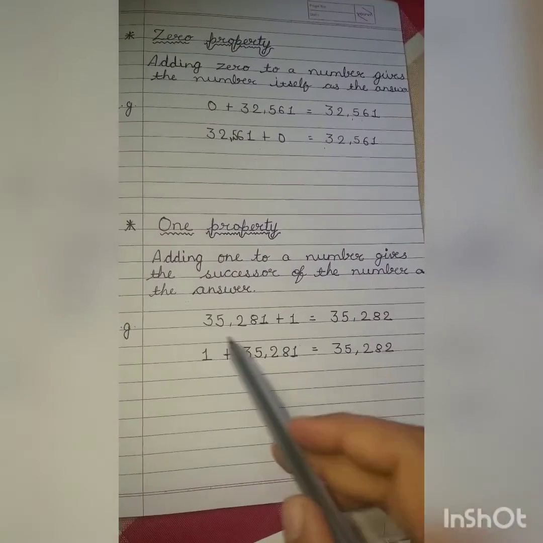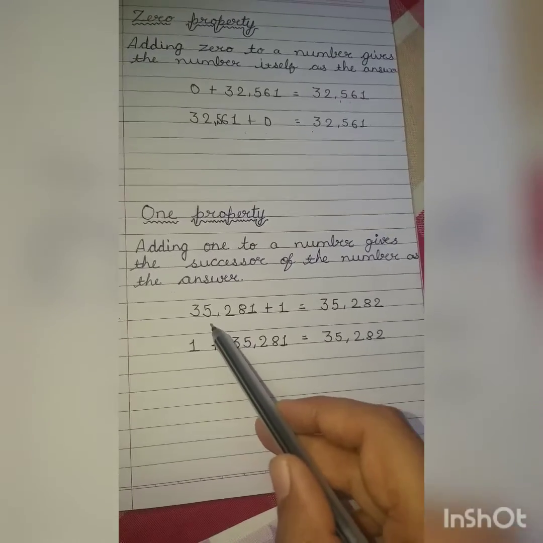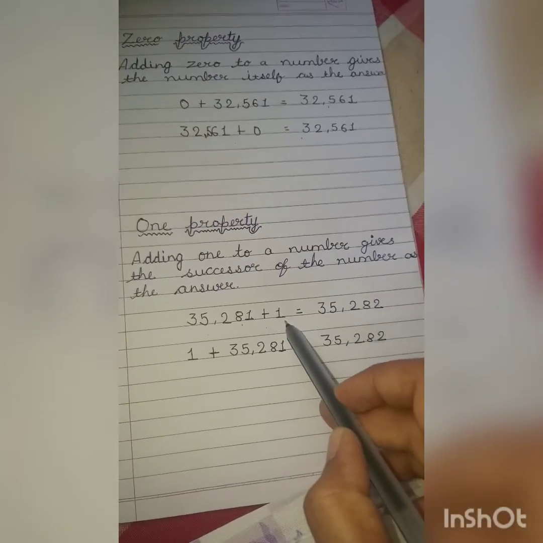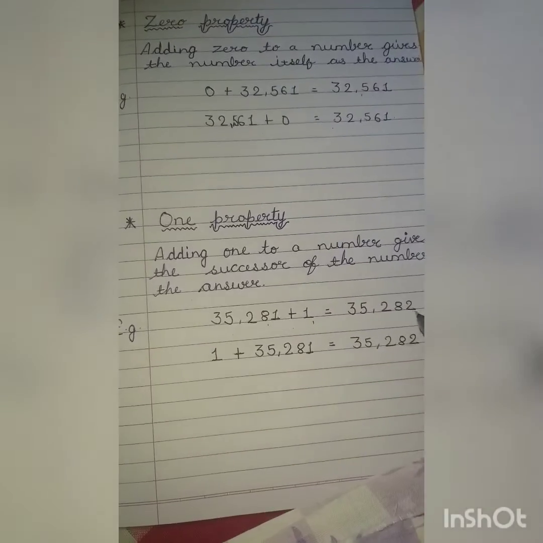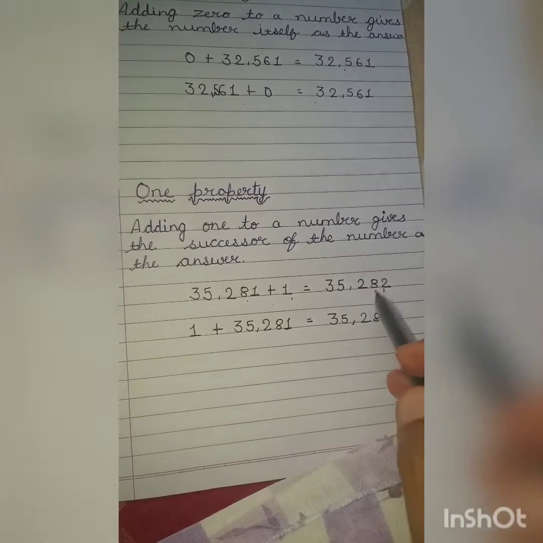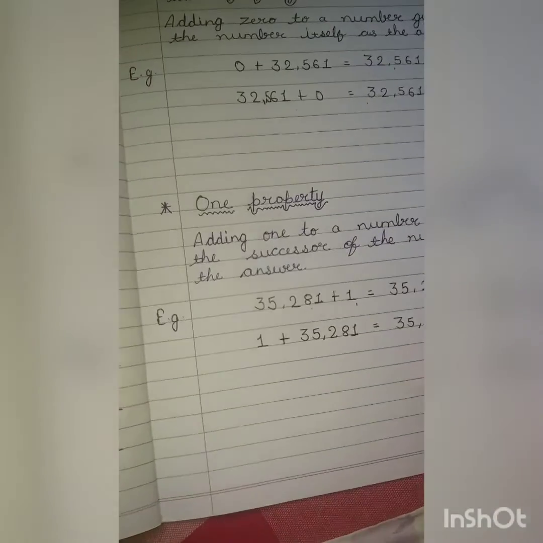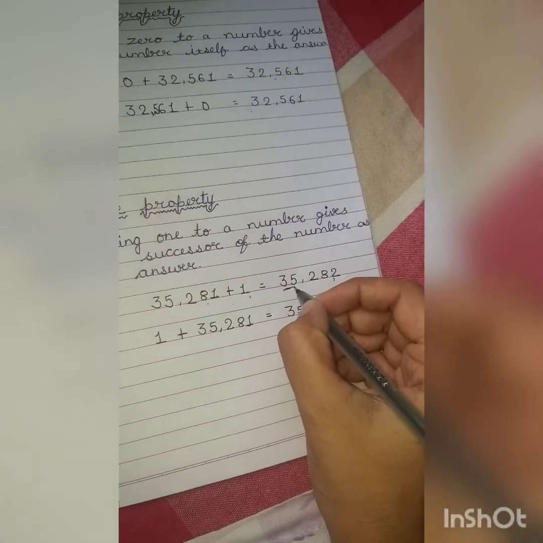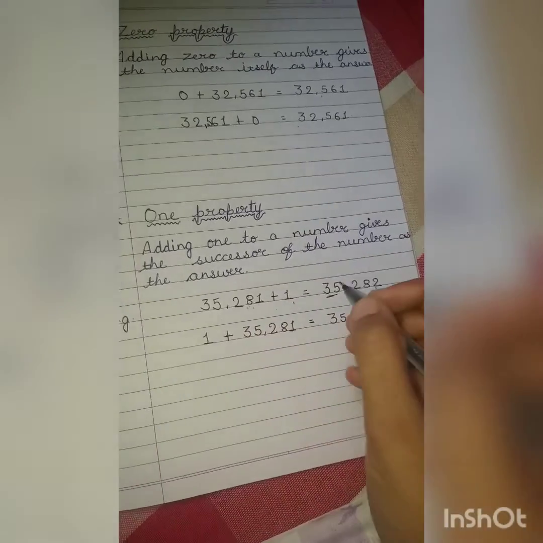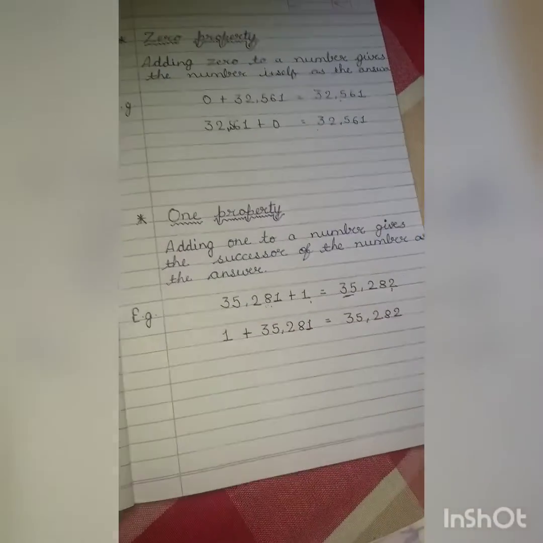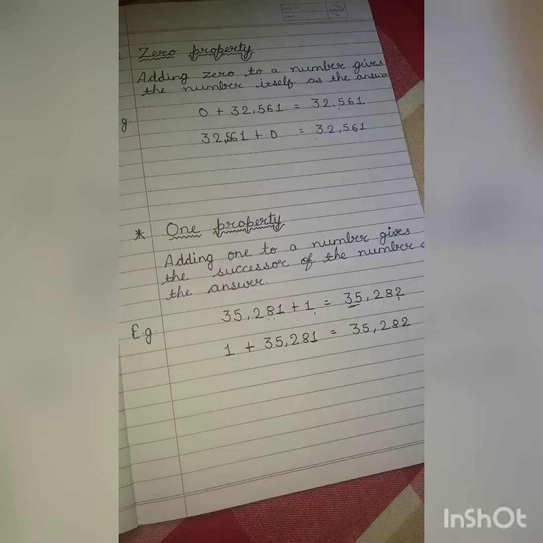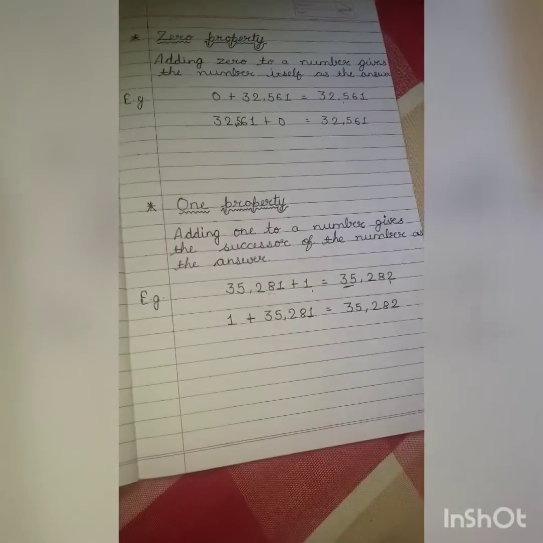So here students, you can see the example is 35,281, and when we added 1 to that, our answer is 35,282, right? So the answer is the successor of the number. That means this number, 35,282, is the successor of the given number, that is 35,281. So this is our last property.